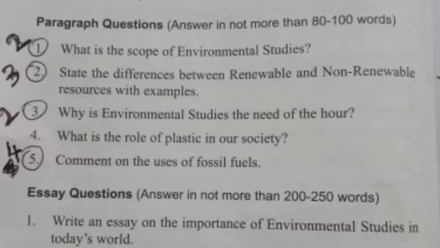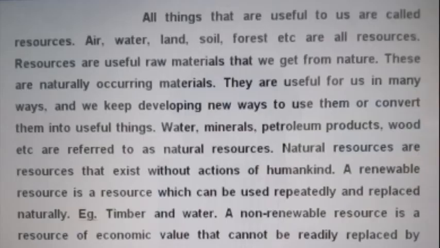Next, we will move on to the third paragraph of the essay. The third paragraph of the essay is the answer of paragraph question number 2 from the textbook. So, paragraph question number 2 from the textbook is: state the differences between renewable and non-renewable resources with the examples. Answer: all things that are useful to us are called resources.